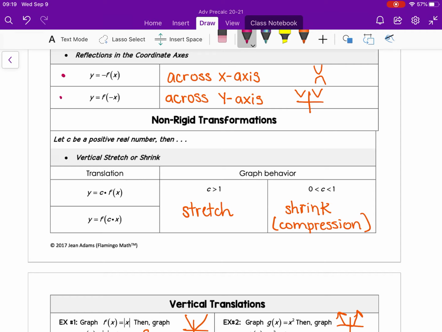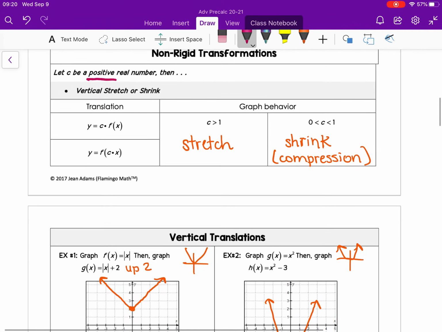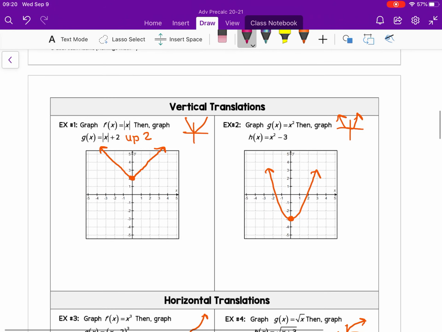Non-rigid, like I said before, are your stretch and your shrink. If the number is large, it stretches, so it becomes skinny. If the number is a fraction that is less than 1, then it is a shrink. Notice we're not talking about any type of negatives. We're only talking about positives. The reason we don't have to talk about negatives is the negative would still be the same shrink or stretch as a positive. It would just flip. That would be the only difference there.